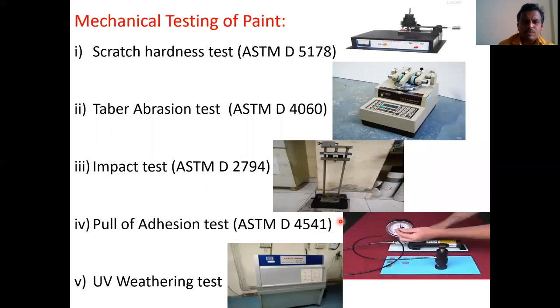Then there are different mechanical tests for paints. We apply different paints, such as epoxy, fusion bonded epoxy, and other types of paints, and you can do mechanical testing of these paints. I have listed some methods: the scratch hardness test, Taber abrasion test, impact test, pull-off adhesion test, and UV weathering test. These are the tests to determine the properties of your coating on your substrate. So these are the mechanical tests.